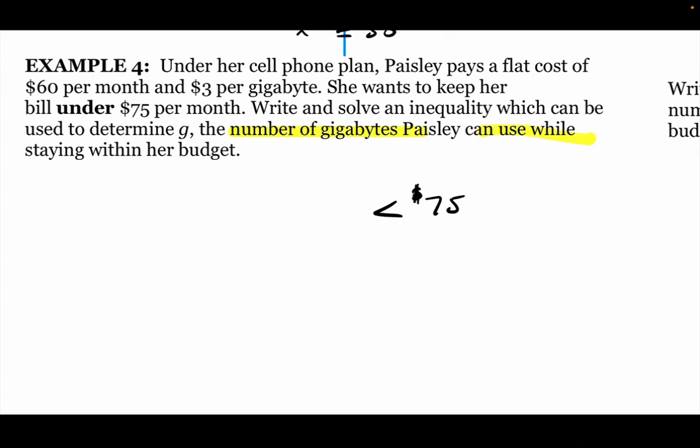Good. So now what is the fixed number? 60, right? They say flat, but flat means fixed. That's what that means. It's another word for fixed. And then the gigs, 3G, 3 times G, is what she needs. That's the rate that they charge. Okay? Build, done. Solve.